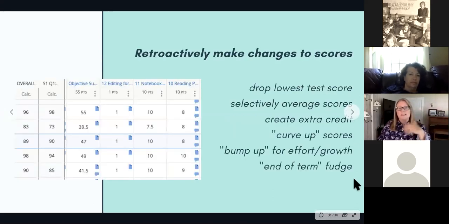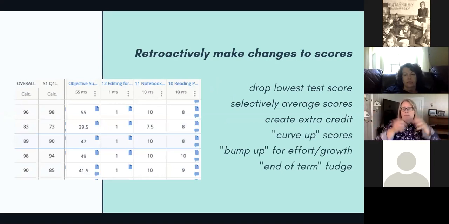So teachers do things like retroactively change their scores. They drop low test scores, they select the average scores, they create extra credit opportunities. Some do, some don't. They curve up scores or bump up for effort and growth, or at the end of the term, if you see a grade and you're like, there's no way that kid should have that grade, and you just straight up change it.